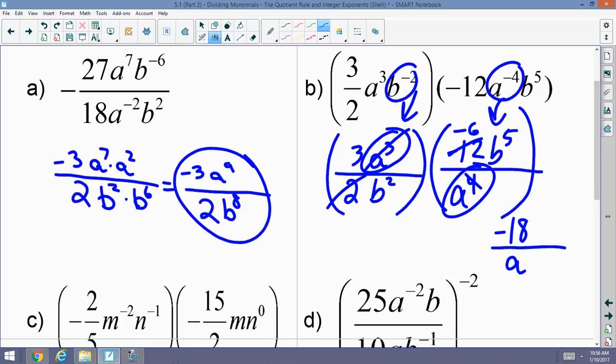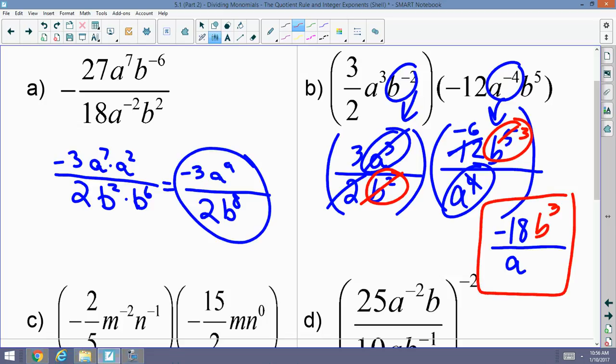For the b's, don't I have 2 b's here and 5 b's up here? So can I get rid of 2 b's from the bottom, and 2 b's from the top, and now I have b cubed left over? Do you see this, guys? It's making sense, my brothers.